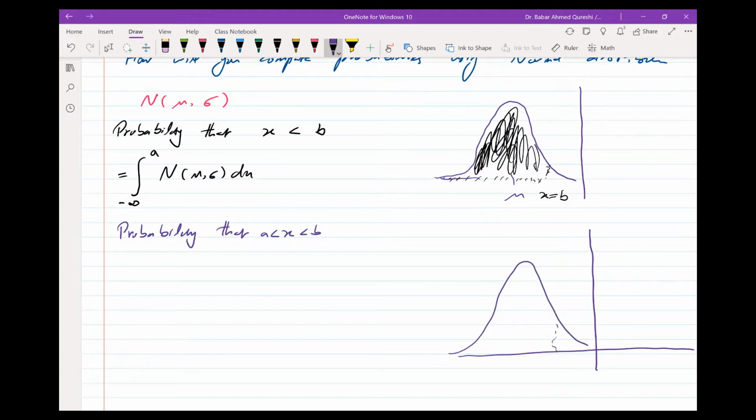So you have a value x is equal to b and another value x is equal to a. So you are counting all those values in this interval. So that would be all this area, which is under this curve, but lying between x is equal to a and x is equal to b. So it would just be from, well, this was b. Sigma d mu.